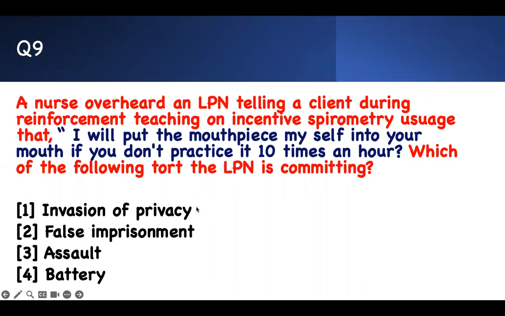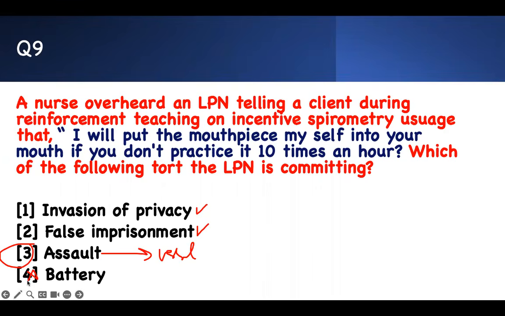You have not invaded a client's privacy. No. It is not false imprisonment. You're not putting them in a place that they don't want to be. You verbally threaten them. This is it. You never touch the client.